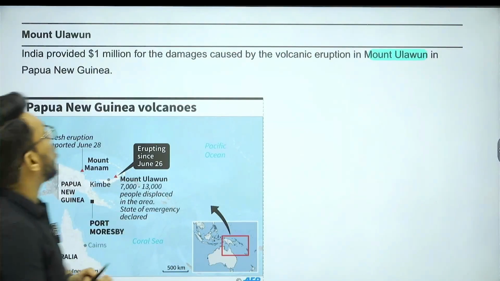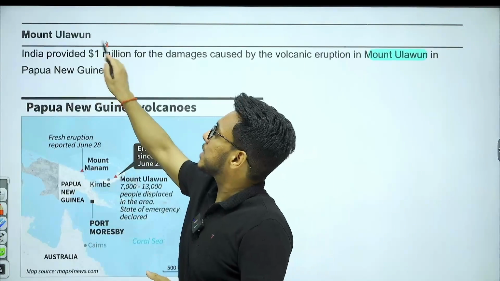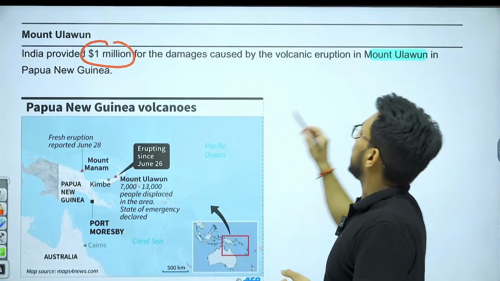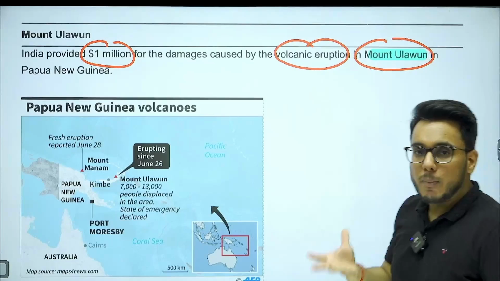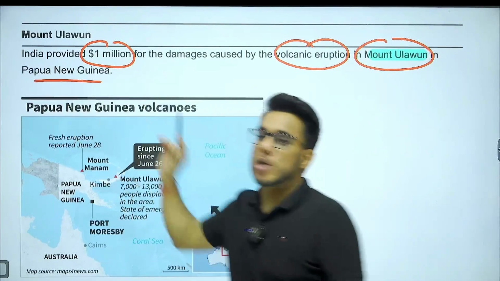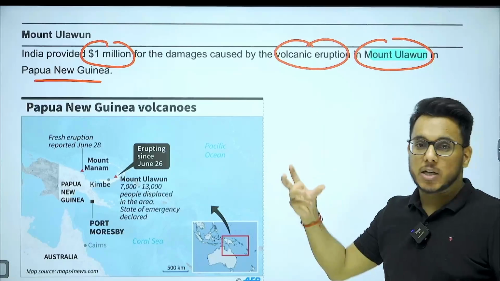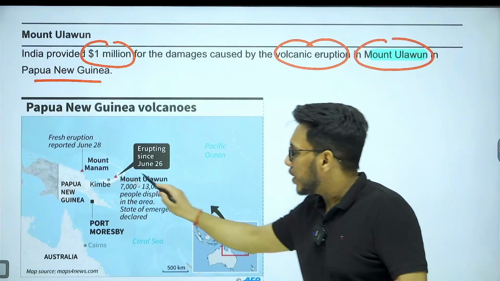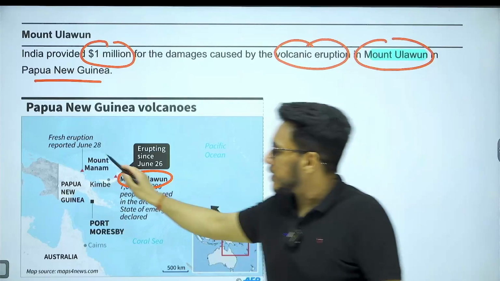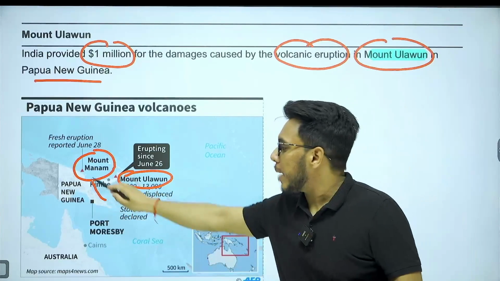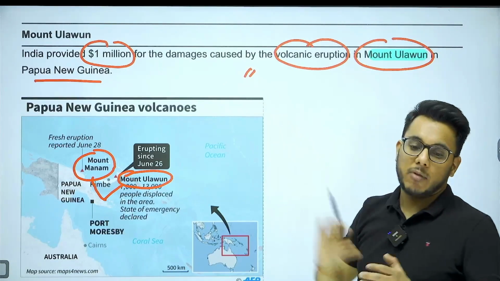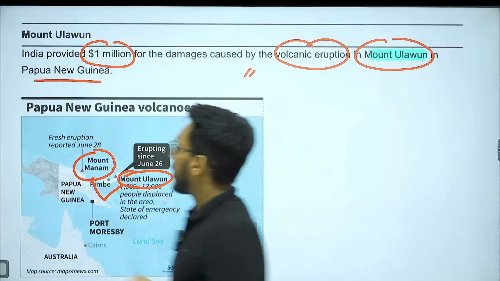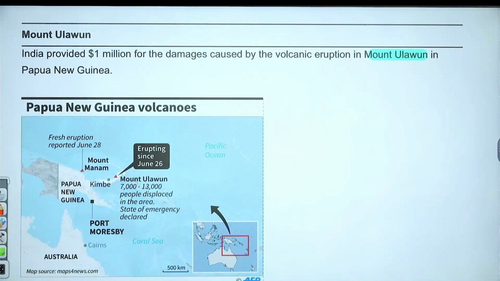Mount Ulawun. So recently what happened, India has provided a $1 million grant for the volcanic eruption that happened in Mount Ulawun. So where is Mount Ulawun? Mount Ulawun is in Papua New Guinea, and there are two major volcanic eruptions that have happened. Number one, Mount Ulawun, and next is Mount Manam. So Mount Manam and Mount Ulawun are erupting in Papua New Guinea, and for that India has given a $1 million grant. Which country? Papua New Guinea. You should remember it.